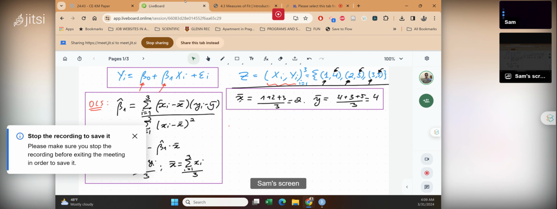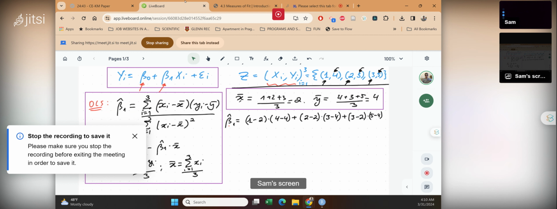Now let's put that within a rectangle. Now we are ready to calculate beta 1 hat, which is nothing but the first value of x, which is 1, minus the average of x, which is 2, times the first value of y, which is 4, minus the average of y, which is 4, plus the second value of x minus the average of x, times the second value of y, which is 3, minus the average of y, which is 4, plus the third value of x, which is 3, minus the average of x, which is 2, times the third value of y, which is 5 minus 4, right?